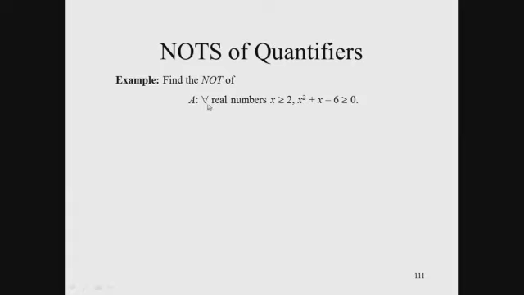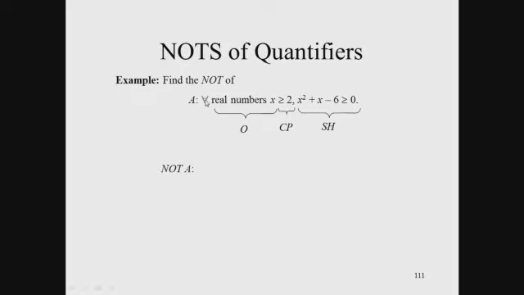Let's find the negation of the statement A: for all real numbers x greater than or equal to 2, x squared plus x minus 6 is non-negative. So again, we need to identify the objects, the certain property, and the something that happens. And now, what is not A?